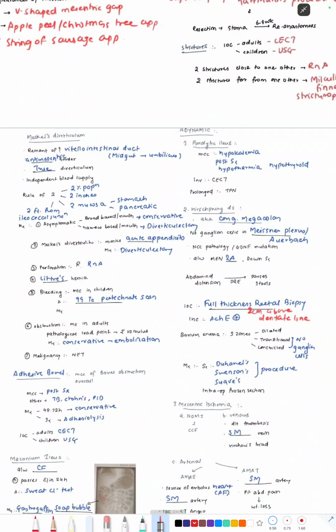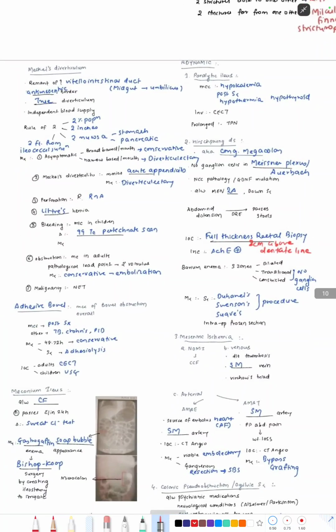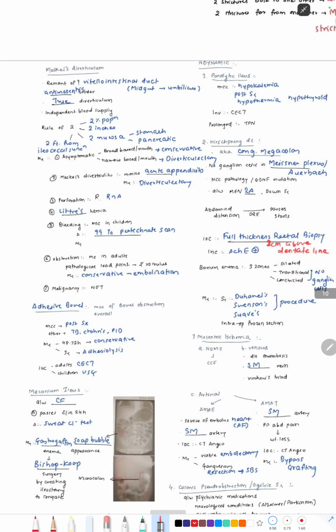Management: if it is asymptomatic, that is a broad based, wide mouth, then conservative. If it is narrow based, narrow mouth, then diverticulectomy is indicated. Meckel's diverticulitis, it mimics the acute appendicitis. Management is diverticulectomy. Then perforation, in that case, resection and anastomosis is done. It can lead to hernia, that is called as Littre's hernia. Then bleeding is most common in children. The diagnosis is 99m technetium pertechnetate scan, and the management is embolization in this case.